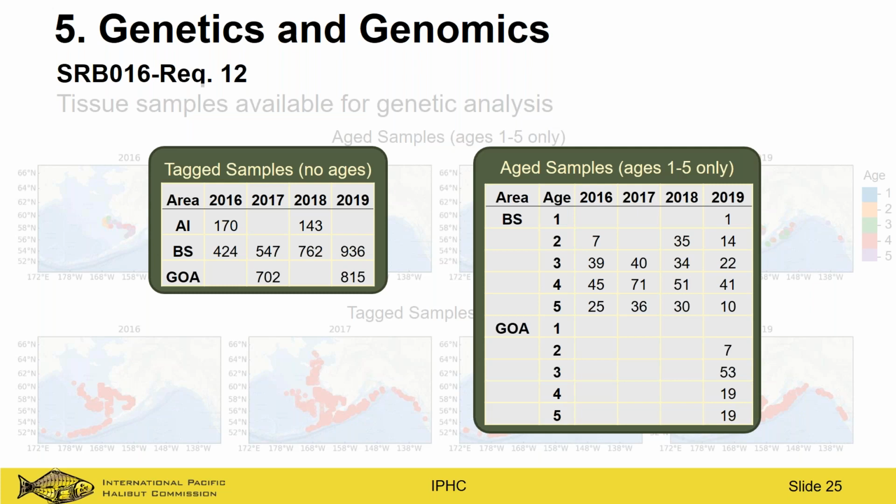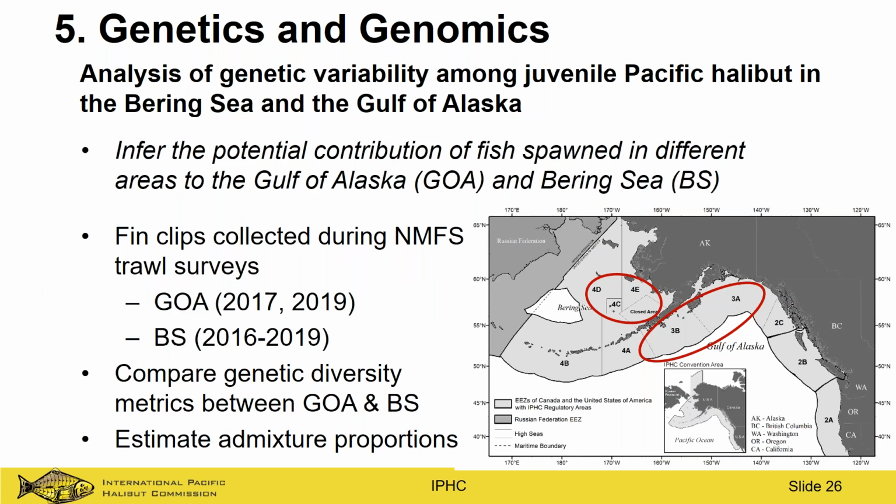So next slide. Really, the overarching goal of this research is to infer the potential contributions of fish spawned in different areas to the Gulf of Alaska and Bering Sea, as a complement to Lori and Ray's larval advection modeling work. And really, that's going to come down to comparing genetic diversity metrics between those two areas, or sub-areas within the Gulf of Alaska and Bering Sea, testing for deviations from Hardy-Weinberg equilibrium, and then estimation of admixture proportions, so we can infer the number of different genetic groups that might be using these nearshore areas.